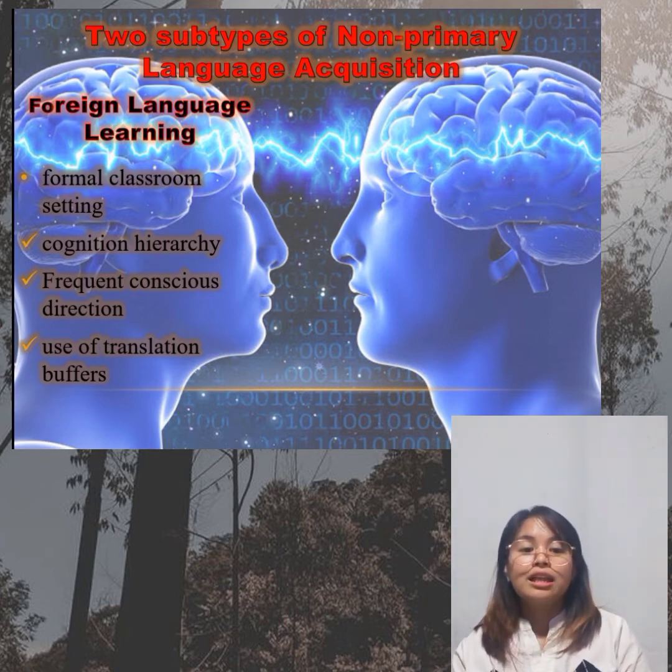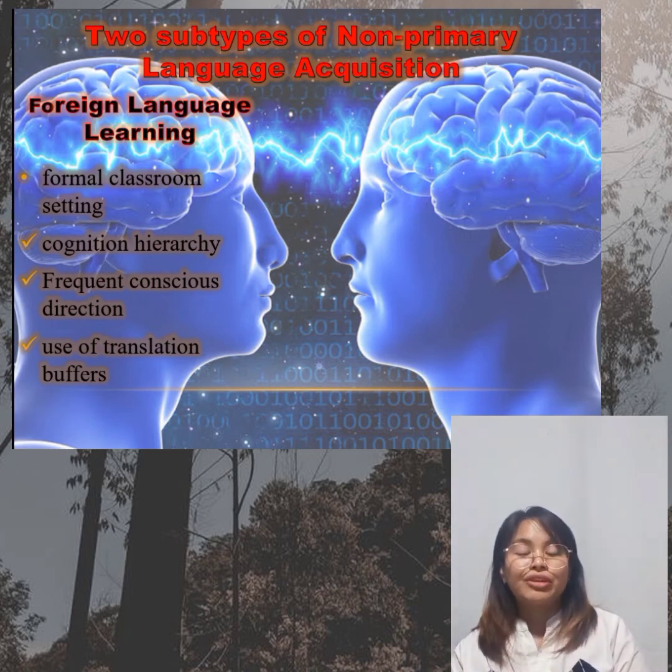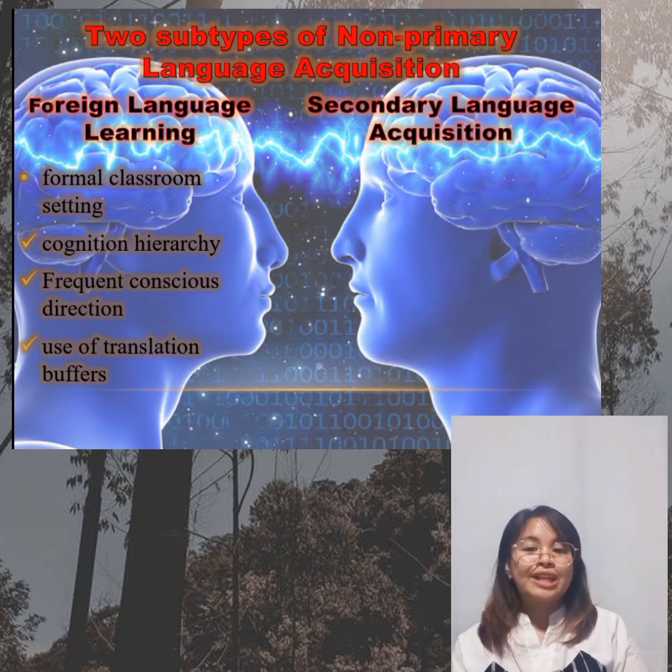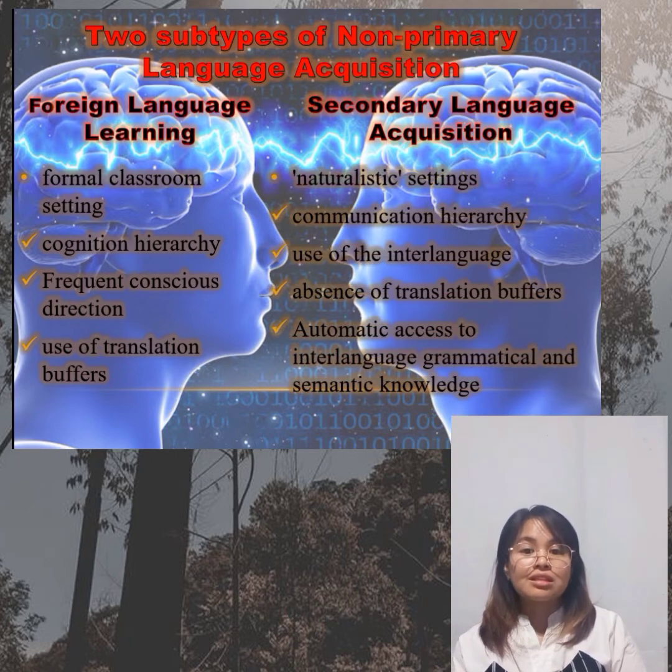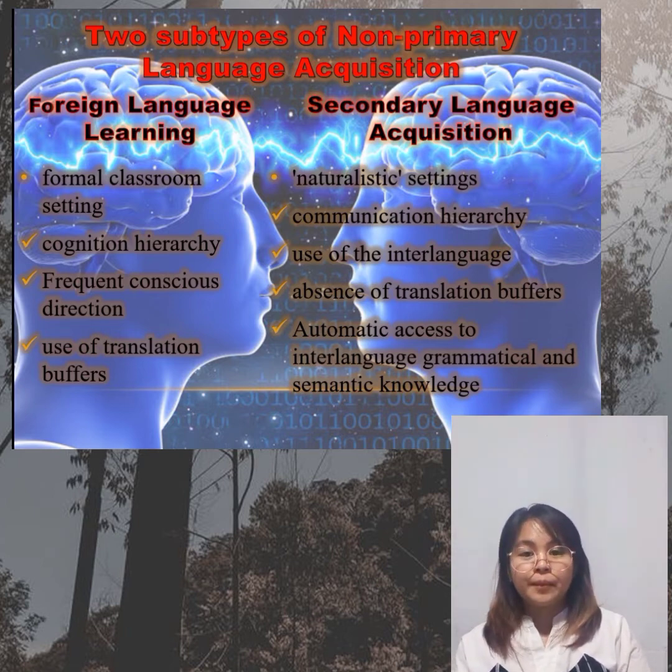Foreign language learning leads to target language communication skills marked by cognition hierarchy as the basis of learning and speech performance. It involves frequent conscious direction of target language speech performance and the use of translation buffers to map between the native language and the interlanguage. Moving on, secondary language acquisition uses a naturalistic setting, wherein you can relax and not worry about the rules that are used in a formal classroom setting.